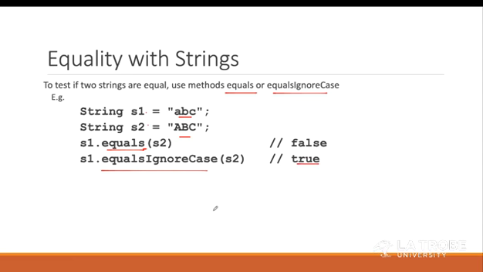So this is very important whenever you want to compare strings, as in check the equality of the strings. You need to use the methods equals and equalsIgnoreCase, because the equals to sign won't compare the contents, it will compare the memory locations of the strings.